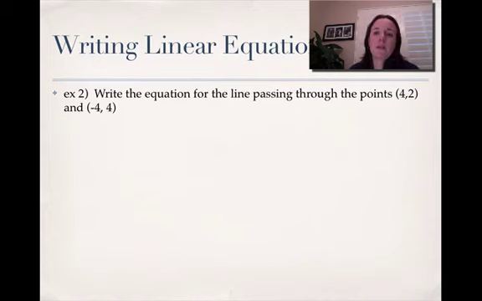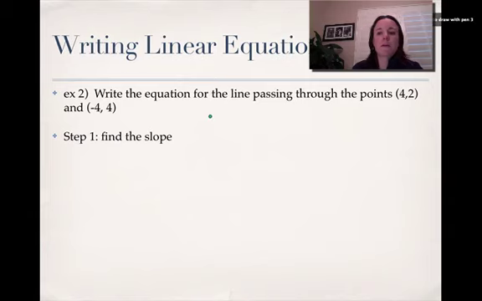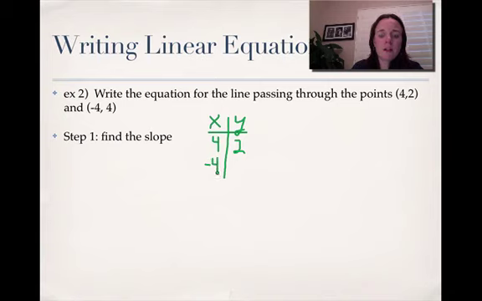So now we need the equation for a line that passes through the points (4, 2) and (-4, 4). So remember, our first step is to find the slope. So I'm going to make my x, y table and look for that change in y and change in x. So I put in both my x, y points. So I've got the point (4, 2), and I've got the point (-4, 4).